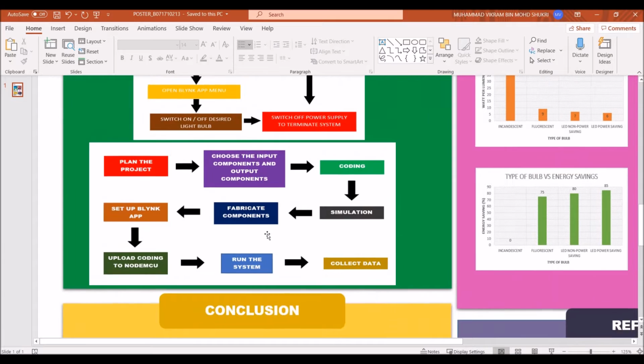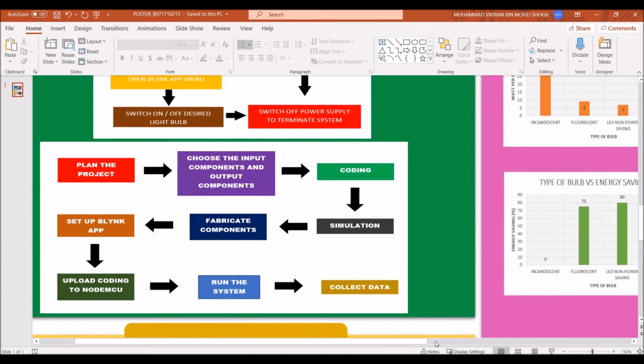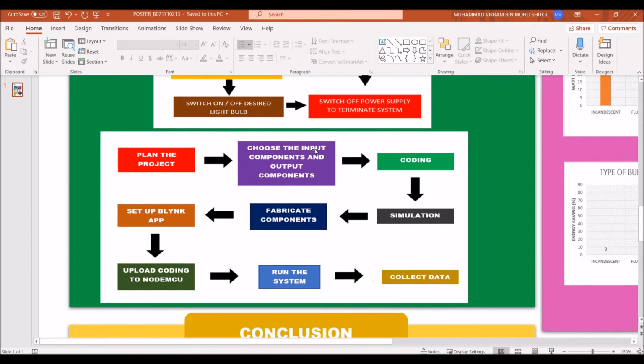Next is the project plan. First, I planned the project. I initially planned a different project that uses a PLC and hooks up a DC motor to it, but since there were a lot of problems during the MCO, I decided to change my project into this, which is only connecting to the internet using Arduino.